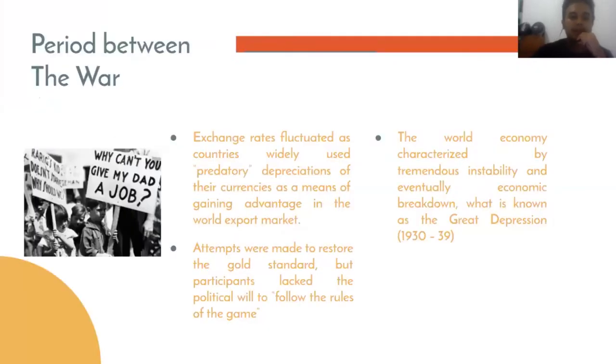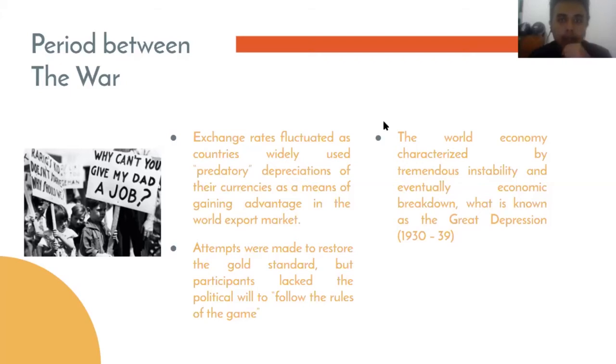So I'm going to tell you what happened in the period between the wars. Exchange rates fluctuated as countries widely used predatory depreciations of their currency as a means of gaining advantage in the world export market. Attempts were made to restore the gold standard, but participants lacked the political will to follow the rules of the game.